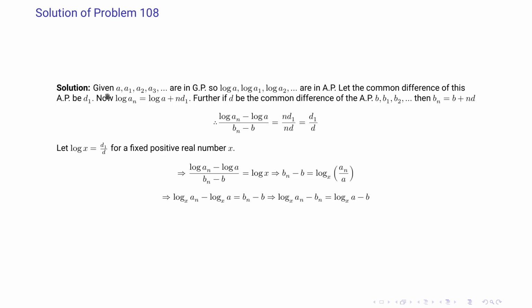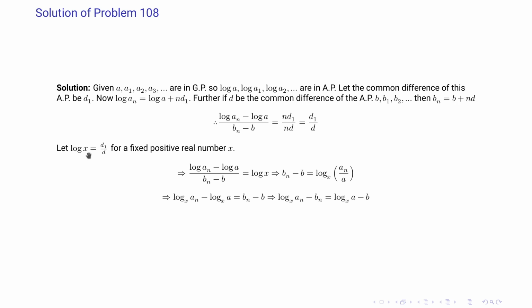Now we have a1, a2, a3 in GP. So if you take log of those, then it will form an AP. And the common difference of this AP we let be D1. So we can write that log of an is equal to log of a plus n D1. Now if D is the common difference of the AP, then bn is equal to b plus nD. So from here we get nD1 is equal to log of an minus log of a, and nD is equal to bn minus b, and we divide them to obtain this expression.